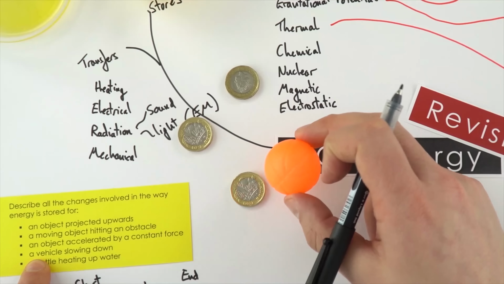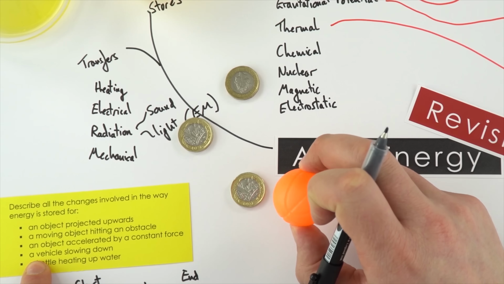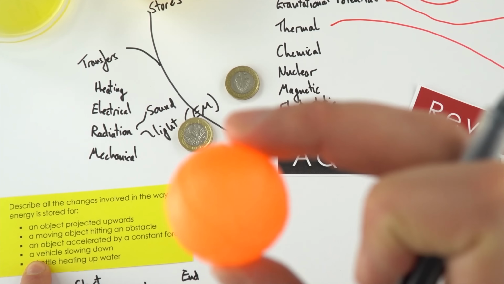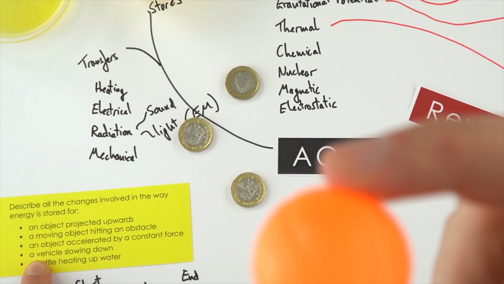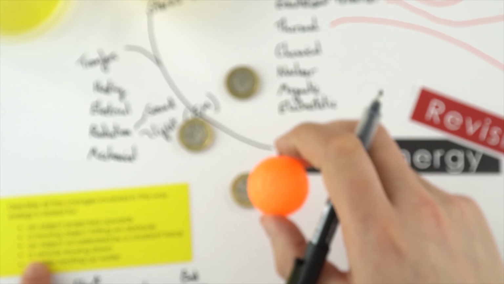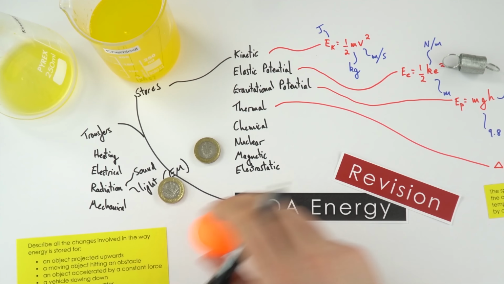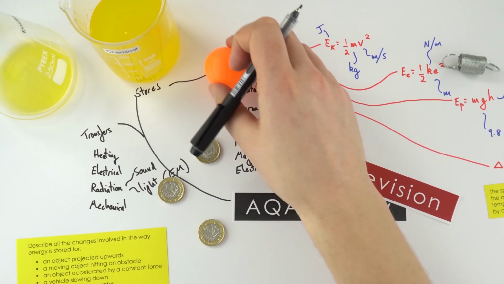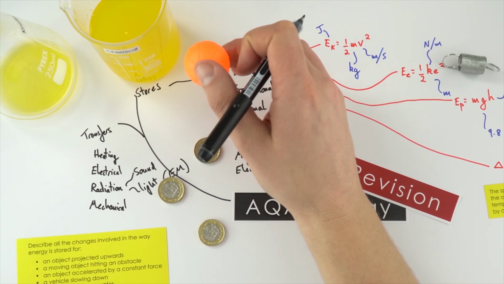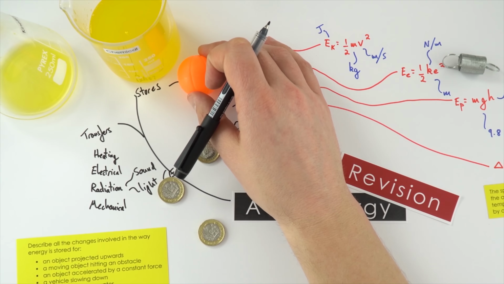If you've got an object projected upwards, maybe it starts as the kinetic energy store and ends up transferred to the gravitational potential store. If you've got a moving object hitting an obstacle, it might end up going from the kinetic store, radiated by sound perhaps, into the thermal store of the surroundings.